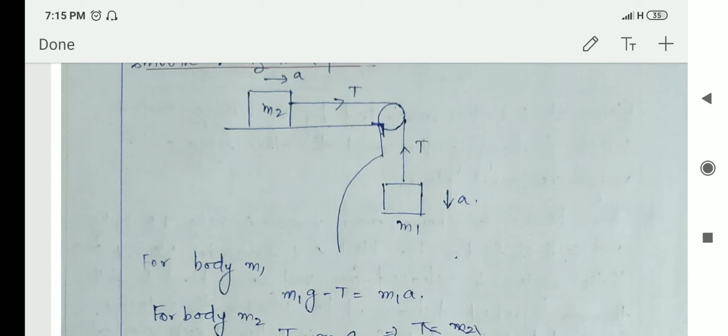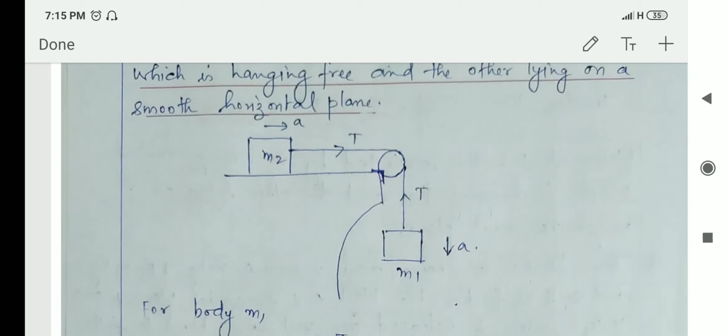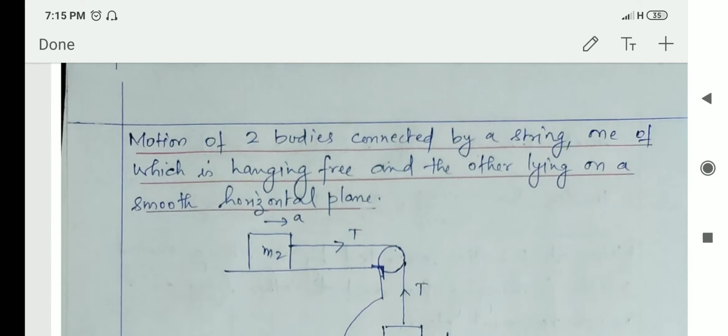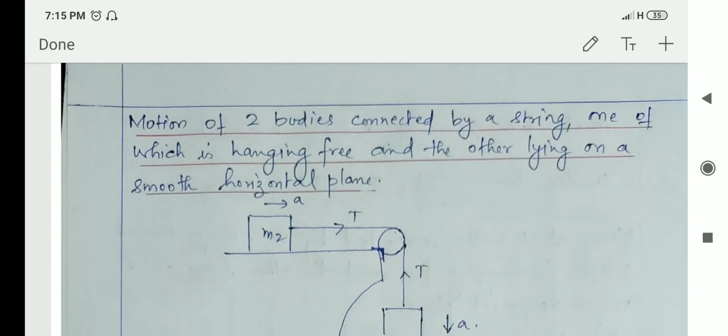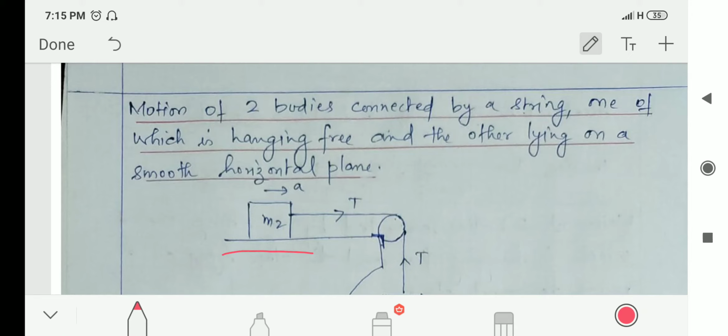m1 g minus T equal to m1 into a for body m1. For body m2, how is it going to be? For body m2, T equal to ma, right? There is no force in the left hand direction. There should have been a frictional force, but since it is given as a smooth horizontal plane, this frictional force is not there. Otherwise there would definitely have been a frictional force.